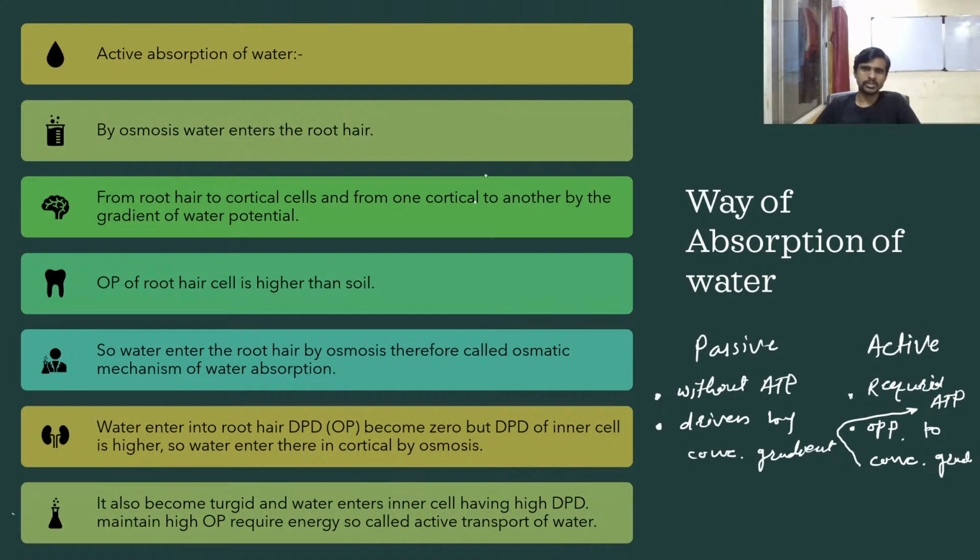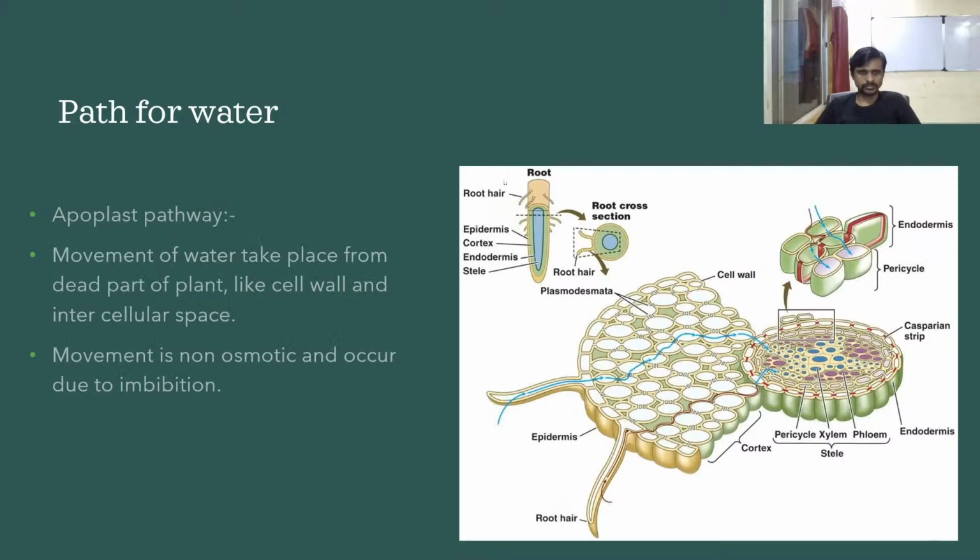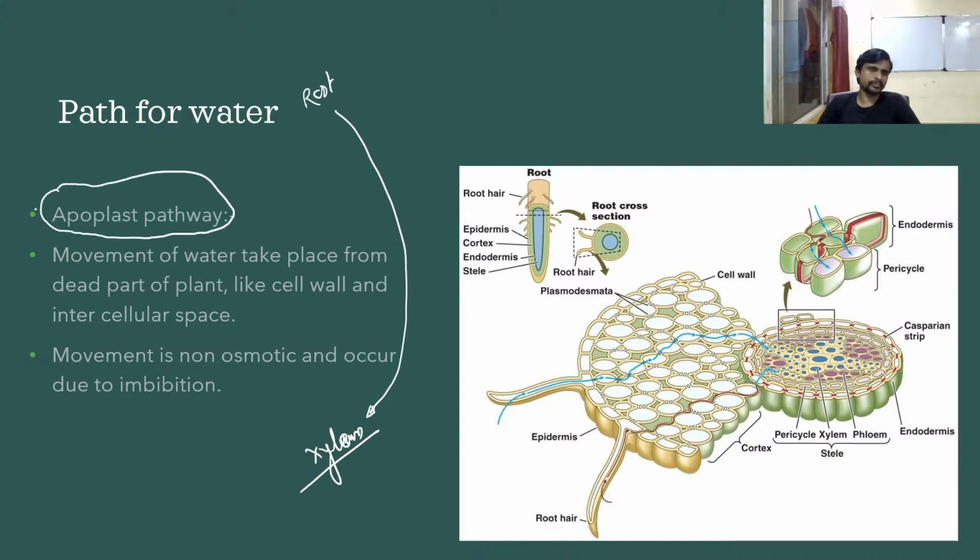Okay, so let's see what happens next. Now water enters into the root hair, but from the root hair to the xylem, water has to enter into the xylem. The way by which water is moving, we call it the path of water. The path of water may be apoplastic or symplastic. Let's see what apoplastic is.